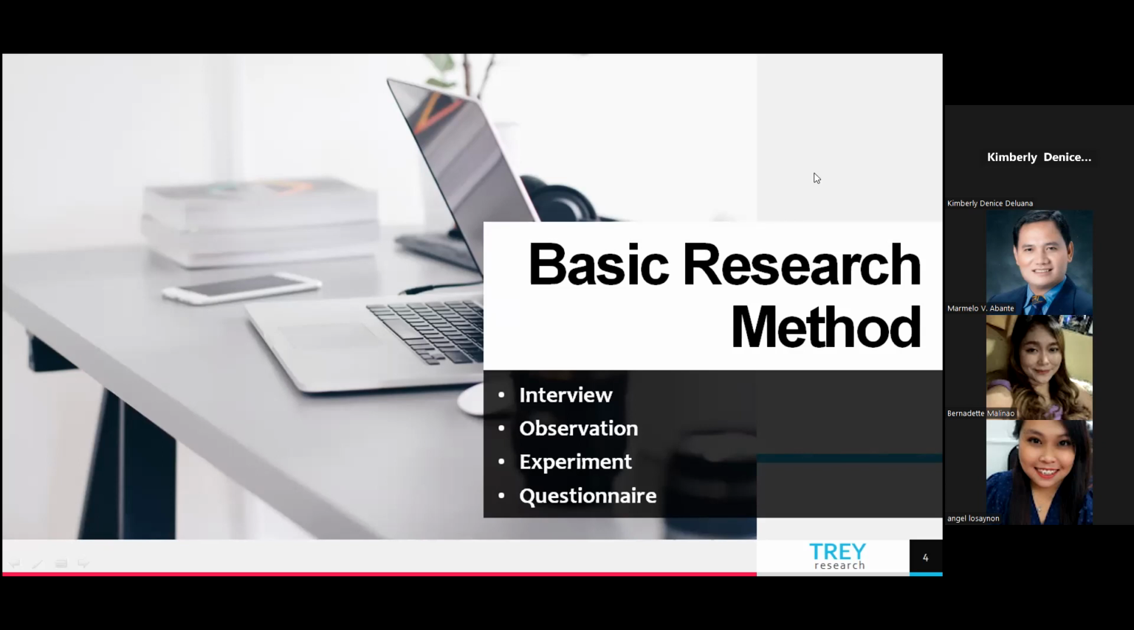Then minsan, lalo na ngayon is gumagamit na rin si researcher na hindi na lang siya nagpa-conduct ng survey sa mismong lugar. Minsan, ginagawa niya na through Google form, online na lang din para hindi na rin hassle sa researcher and also sa sasagot din ng survey.